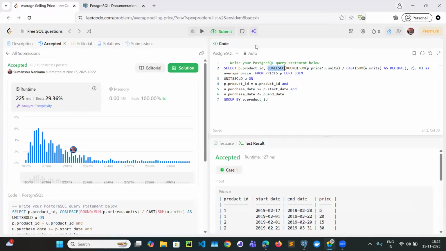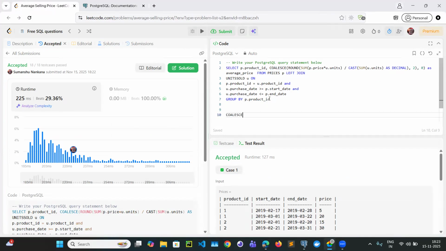So the coalesce function takes some parameters, like first parameter, second parameter, third parameter, fourth parameter. In this case it will return one, because the first non-null is one. But let's suppose if it is null here, then in this case it will return two. If the second is also null, then it will return three. If the third is also null, it will return four.